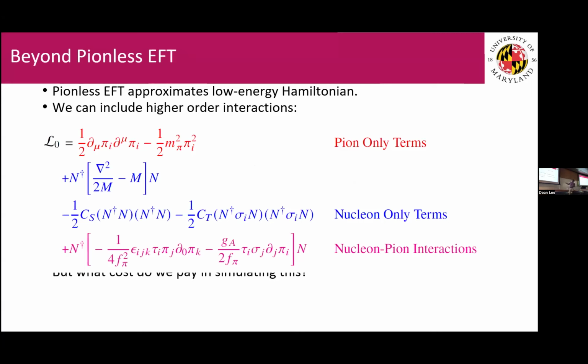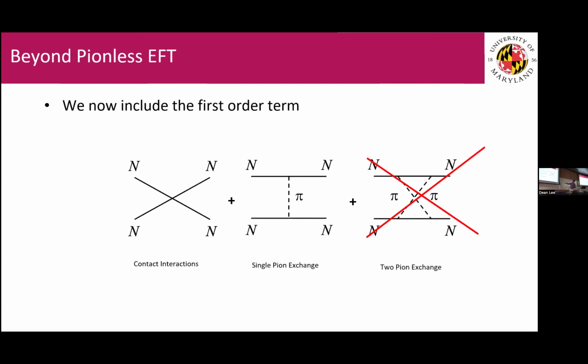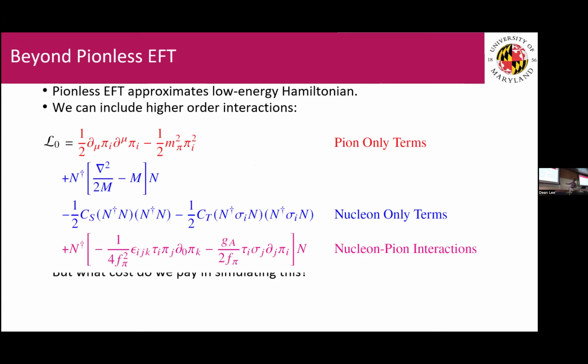If you look at the term that you now have to add to your Hamiltonian or your Lagrangian, it looks something like this. You have a kinetic pion term. You still have your nucleon terms with the contact interaction. And then you have the interaction terms between your nucleons and your pions. And this is meant to say, what cost do we pay in simulating this? At the bottom here, that somehow got messed up.